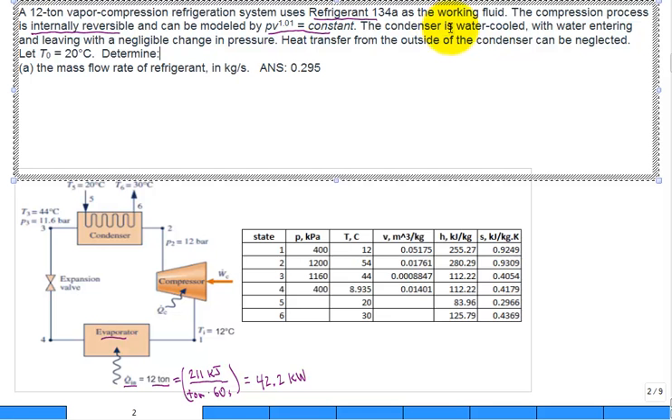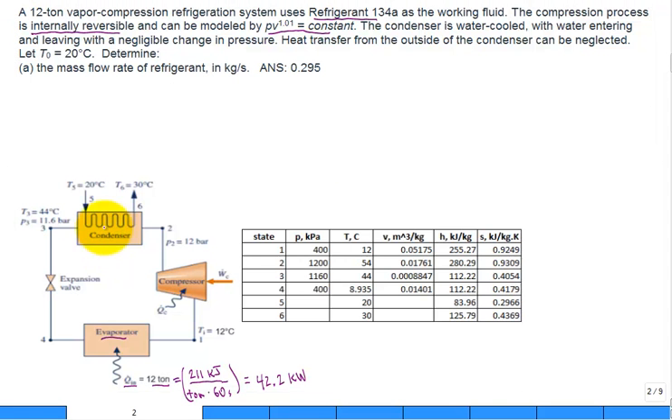The condenser is water cooled, so we see the condenser right here, and it's cooled by water, so we have cooling water. Comes in at 20 and leaves at 30 degrees C. There's negligible change in the pressure of the water. Good. The heat transfer from the outside of the condenser can be neglected, so no stray heat transfer with the surroundings, just inside the condenser between the refrigerant going through and the cooling water going through.